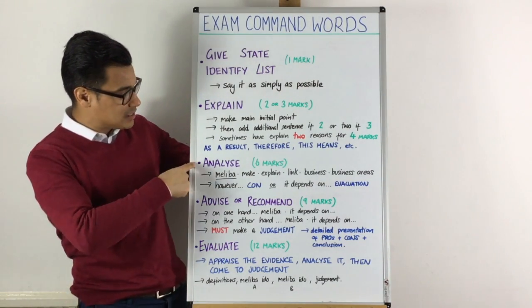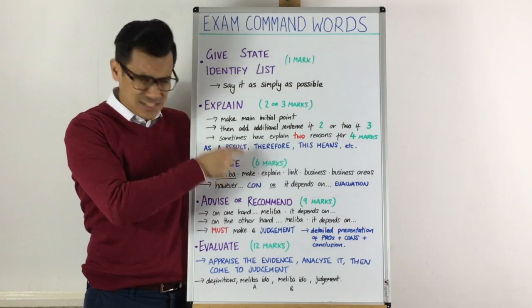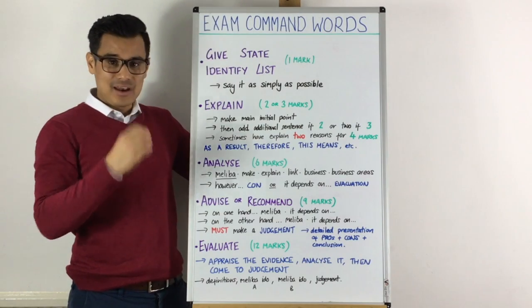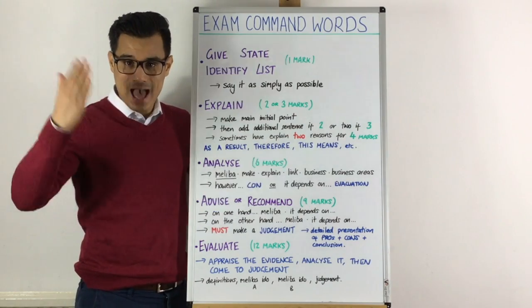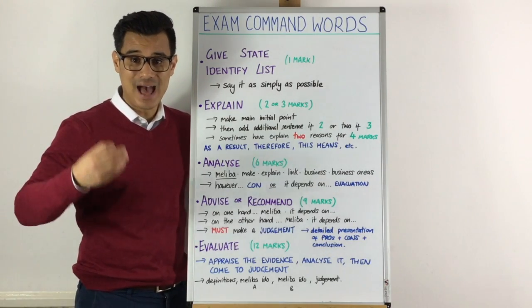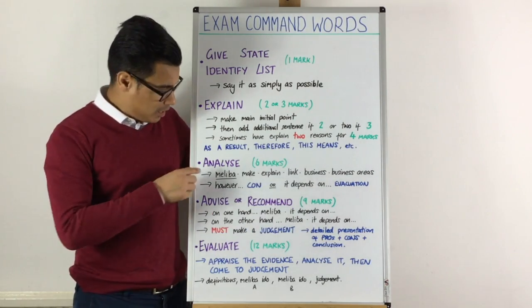Analyse. So analyse is likely to be the command word for 6 markers. With 6 markers, you are analysing, so you're looking at probably analyse the impact of something, or it could be analyse the benefit of something, or analyse the cost of something.